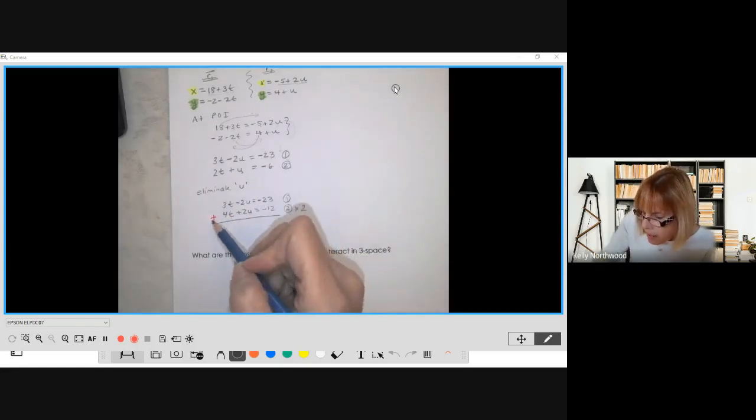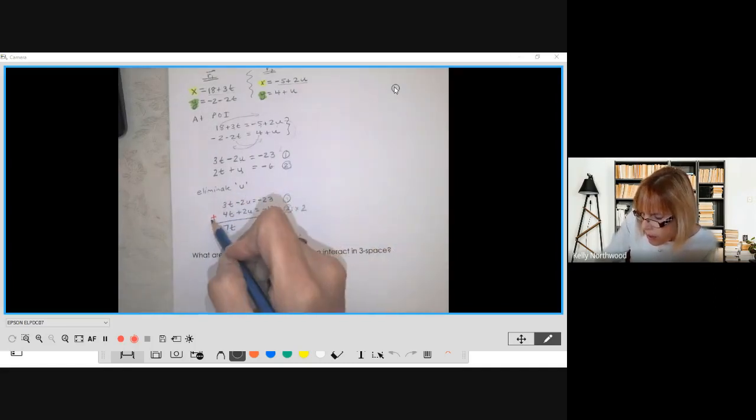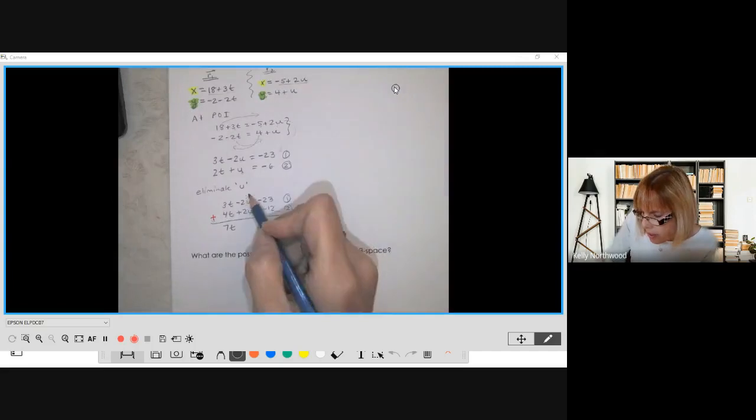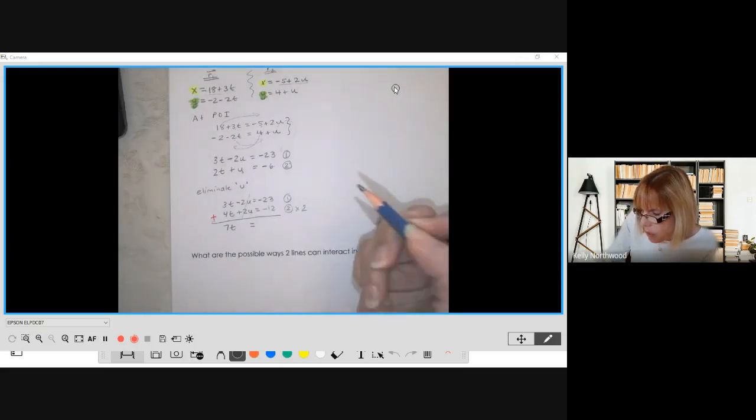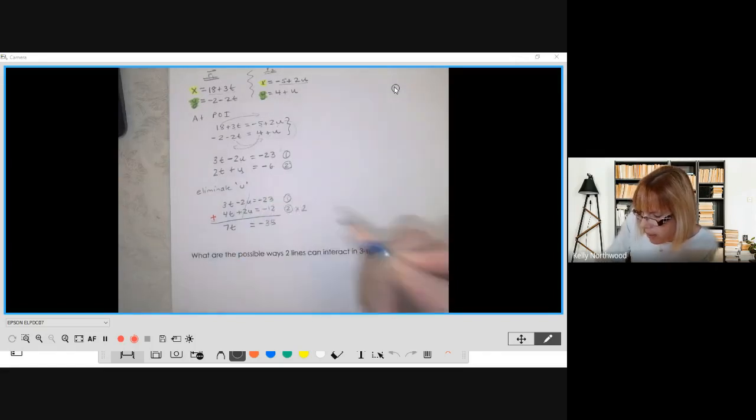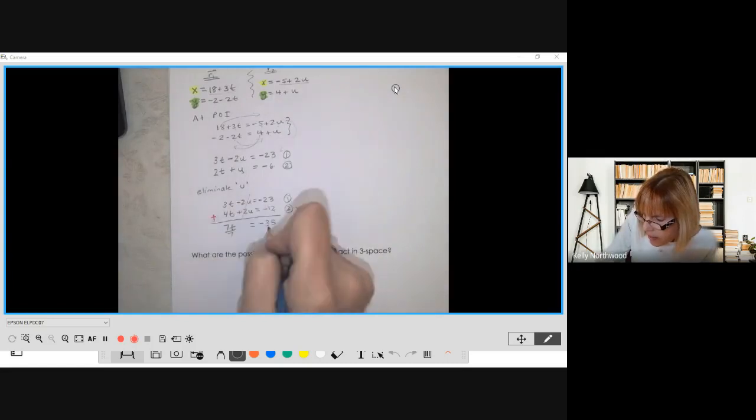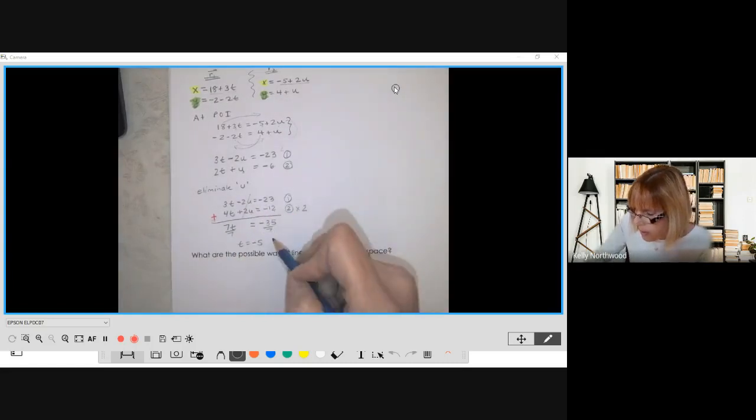So 3t plus 4t is 7t. -2u plus 2u is 0. They're eliminated. Equals -23 plus -12. So that's -35. Divide both sides by 7. And we get t equal to -5.